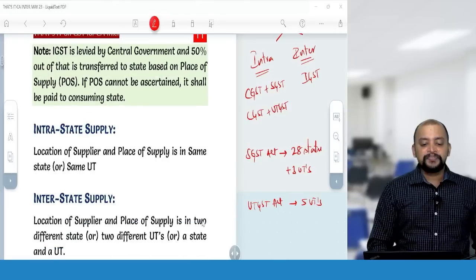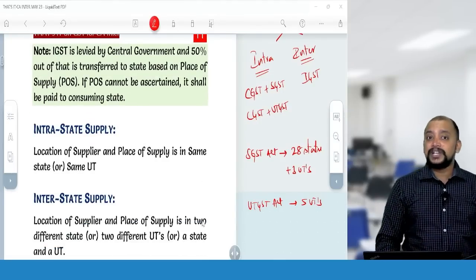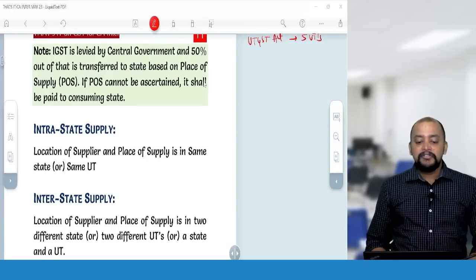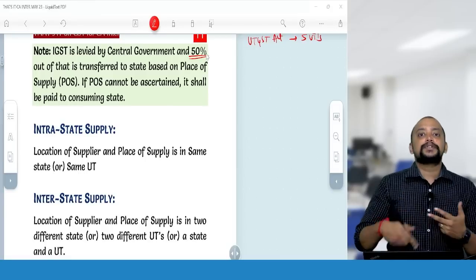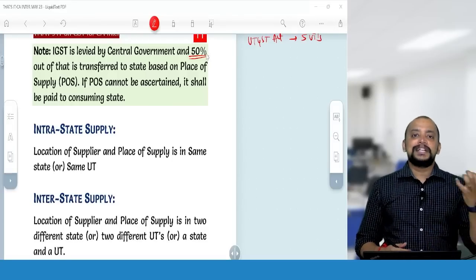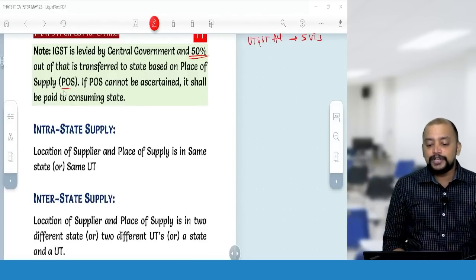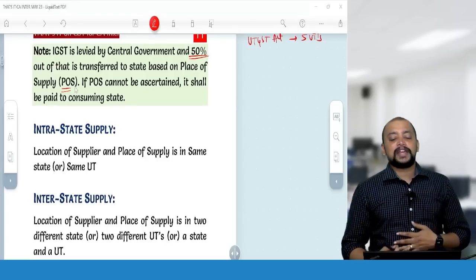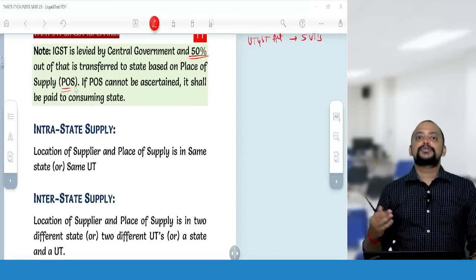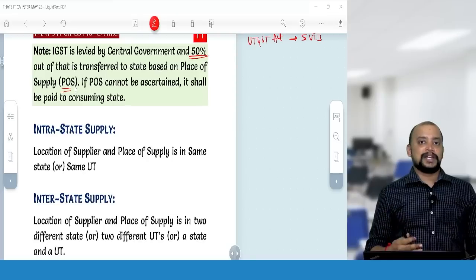Then next, IGST is levied by the central government, but is it collected and retained fully by the central government? No. Out of the IGST collected, 50% will be transferred to the state. Which state? The consuming state based on place of supply. So 50% will be retained by the central government and the remaining 50% will be given to the consuming state, determined based on place of supply. If the place of supply cannot be determined, it shall be paid to the consuming state. So wherever the goods and services are consumed, it will be given to that state. That is the place where the recipient is located.